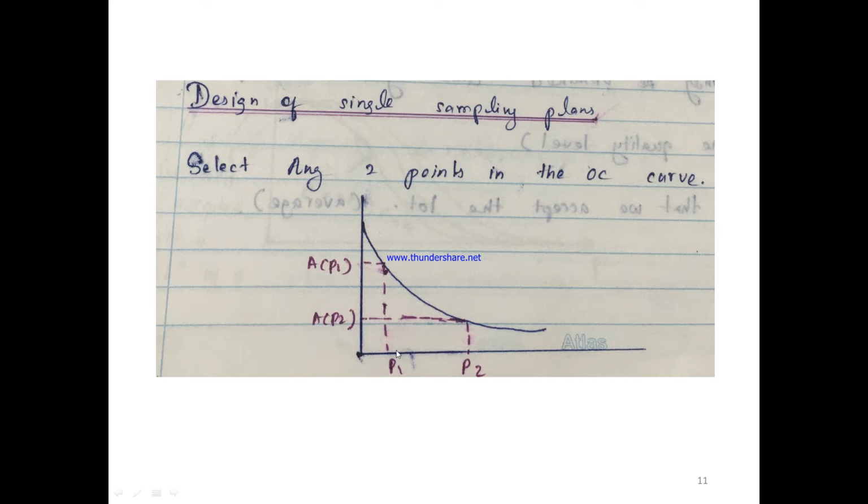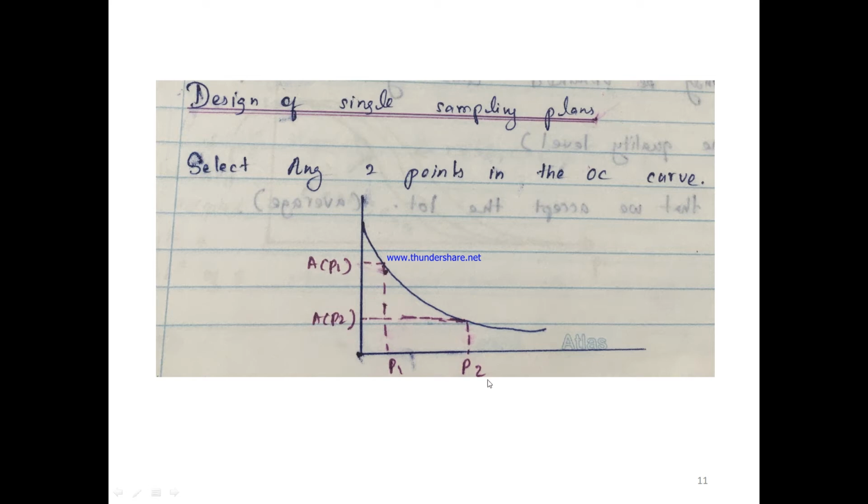So let's say from your x-axis, that is the proportion of defectives, I have selected the P1 value. The corresponding Y value is the probability of accepting that lot when you have P1 proportion of defectives in your lot, right? So that is the accepting probability. I have taken it as AP1, and the next value is P2, right? So again the corresponding probability is AP2.